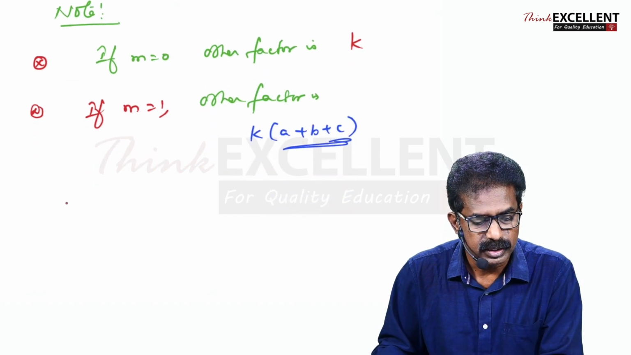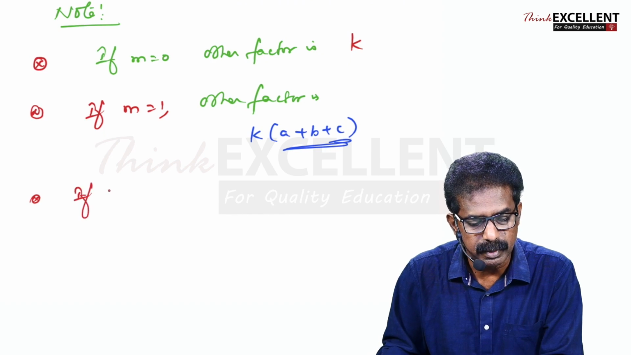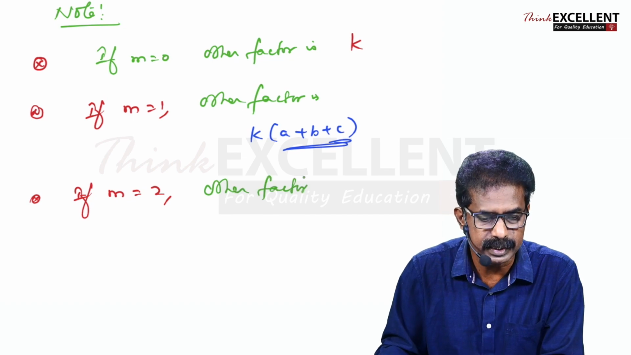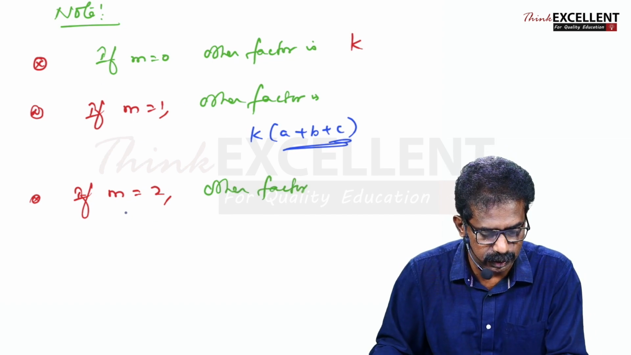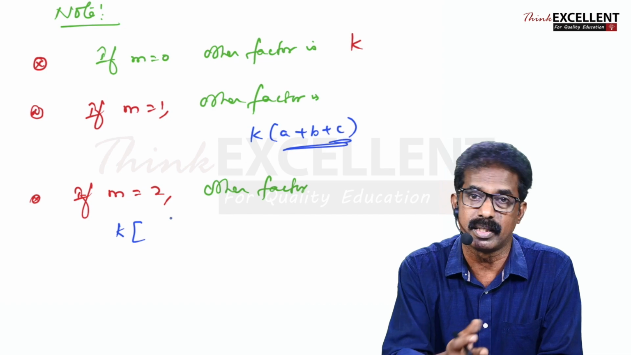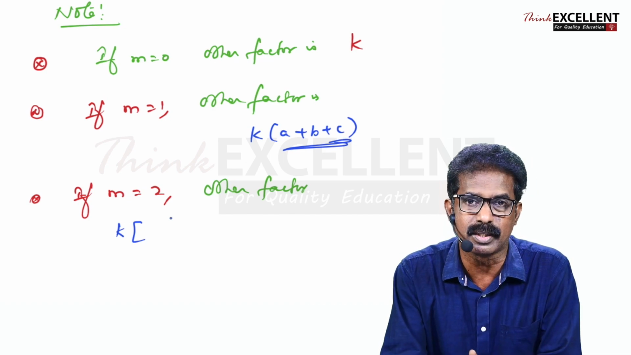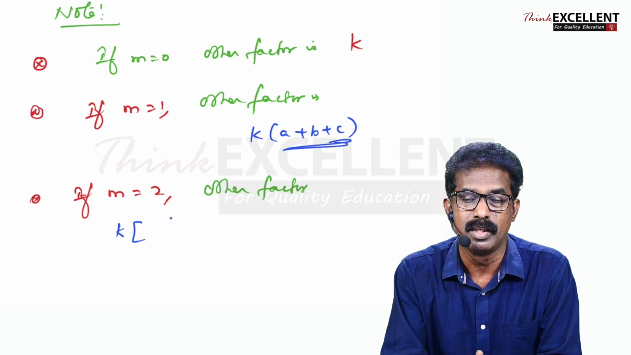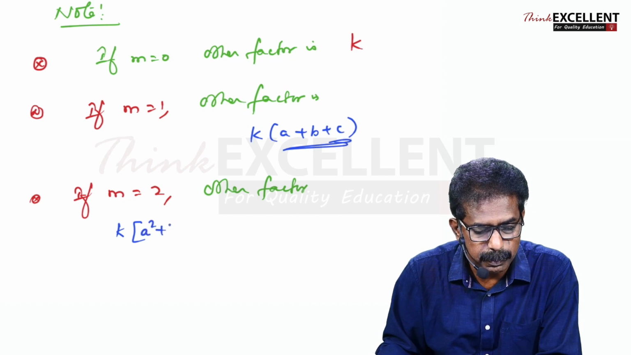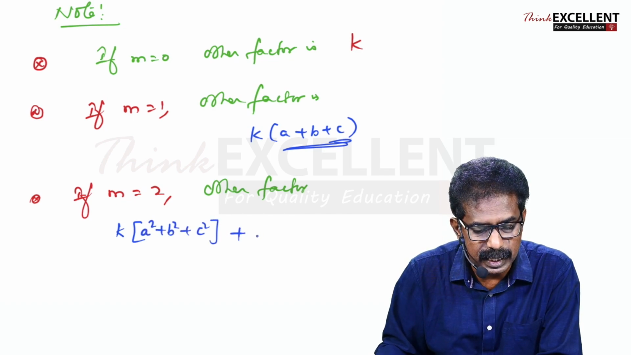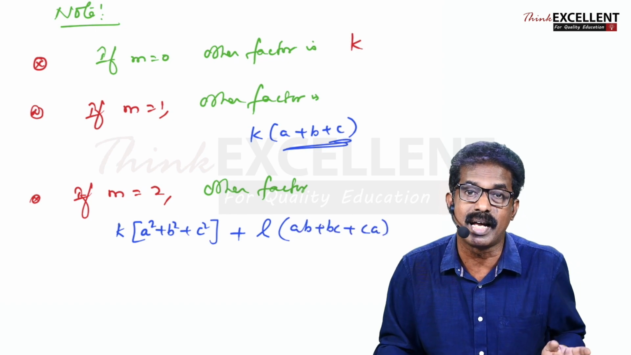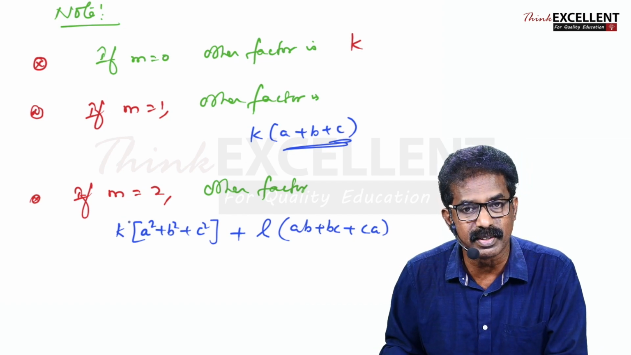Now, the third one: if the difference is 2, if M value is 2, the other factor is a little lengthy one, and even the calculation will be a little lengthy. So K into, the difference is 2, degree 2. How can you write degree 2? A square is degree 2. A into B is also degree 2, no? So both you can give. A square means A square plus B square plus C square. AB means AB, BC, CA. So we write K into A square plus B square plus C square plus L into AB plus BC plus CA. This is the factor you have to attach if the difference is 2.